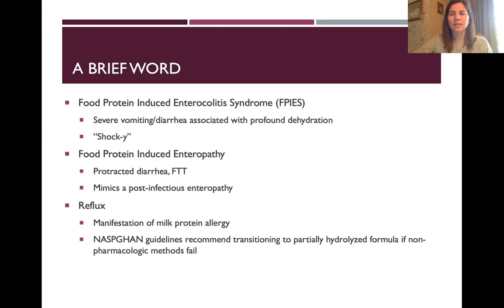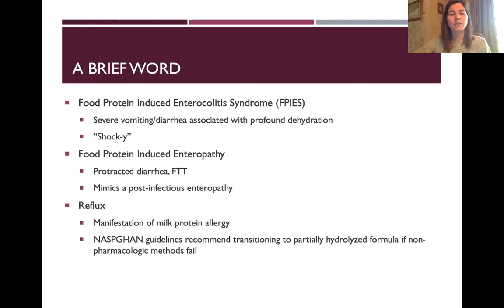Although cow's milk protein is not the only food that can produce FPIES, that and soy are the two most common culprits. And then food protein induced enteropathy occurs when an infant is exposed to a protein that they react to, most commonly cow's milk or soy, that leads to a protracted diarrhea and failure to thrive. This typically presents in infants less than 9 months, and it mimics a post-infectious enteropathy or a flat gut type of picture, and can be confused for that.